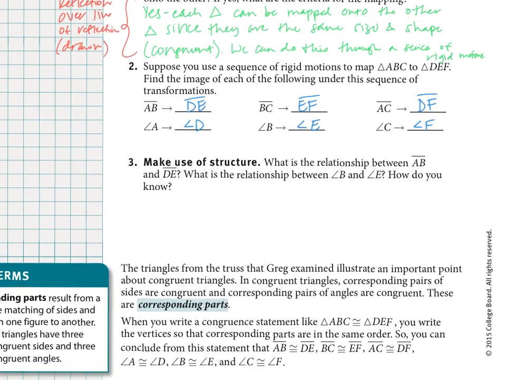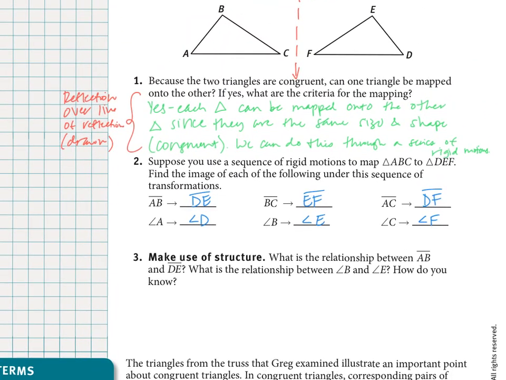Let's go ahead and look at number 3, still building off of the problem we have above. So it says, what is the relationship between line segment AB and line segment DE? It then asks, what is the relationship between angle B and angle E? It also asks, how do we know this? So let's think about this, all right? If we know that one segment corresponds to the other, we know AB corresponds to DE.